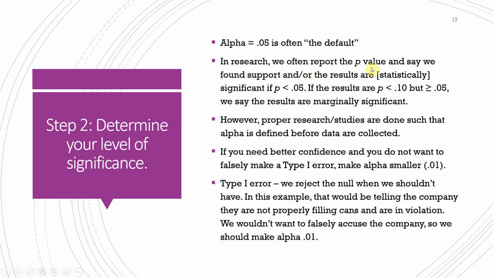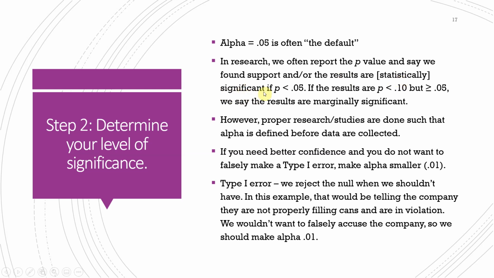So in research, we often report the p-value and say we found support and or the results are statistically significant. Sometimes we leave out statistically and we just say the results are significant. We mean they're statistically significant after analyses. This is important because we're not saying they're significant as in they're important. We're saying that the results are meaningful, meaning that we did analyses to find statistical support. So, it's funny because I've done stats for so long I overlooked this, but the word significant doesn't mean that they're important. It just means that they're statistically significant.